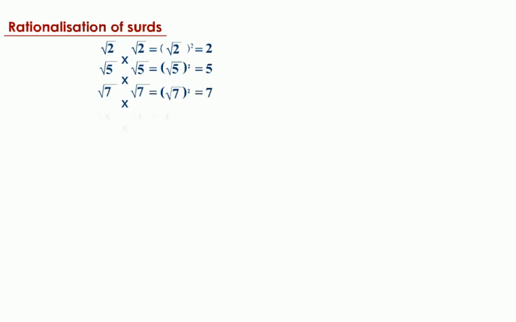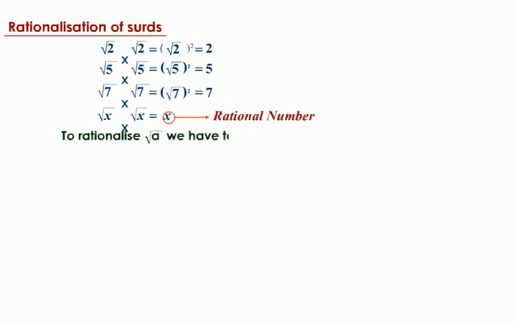Therefore, if we multiply a surd of the form under root x by under root x, we get the rational number x. Thus, to rationalize under root a, we have to multiply it by under root a.